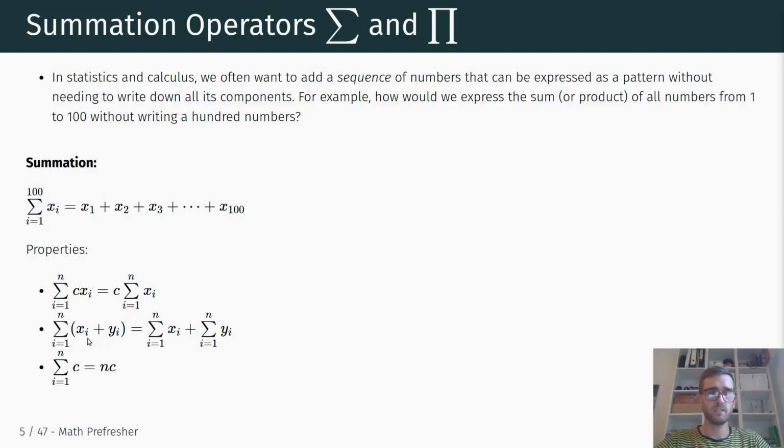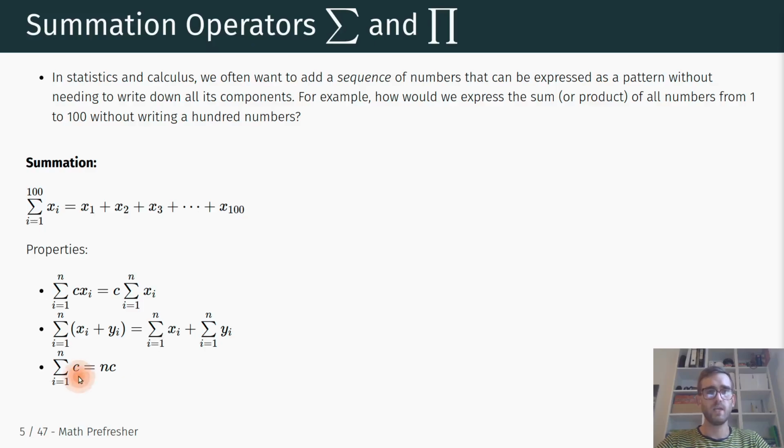Another property is that if we have a sum of two elements within this sum operator, so xi plus yi right here, then we can separate these two sums, basically rearrange them so that we have here the sum from i equals 1 to n of xi plus the sum from i equals 1 through n of yi. Okay, so we can separate two sums using separate sum operators.